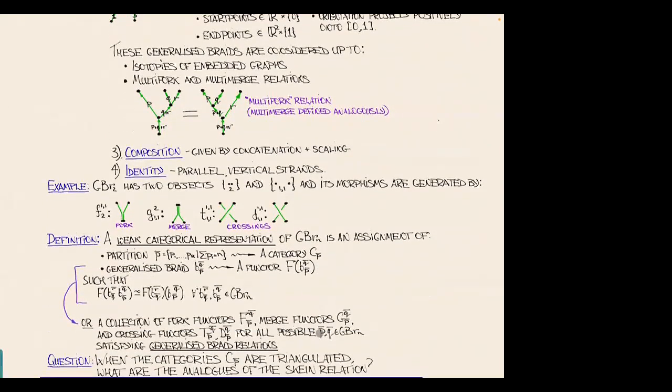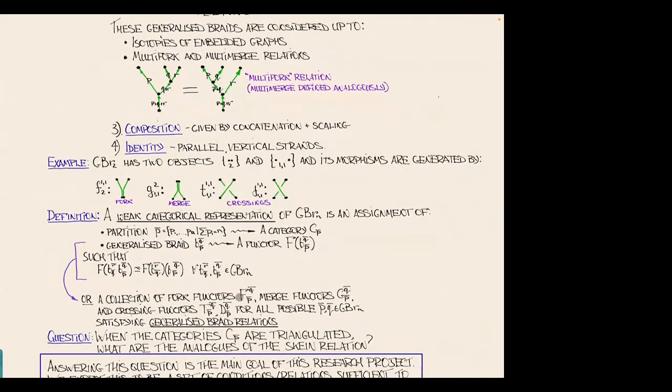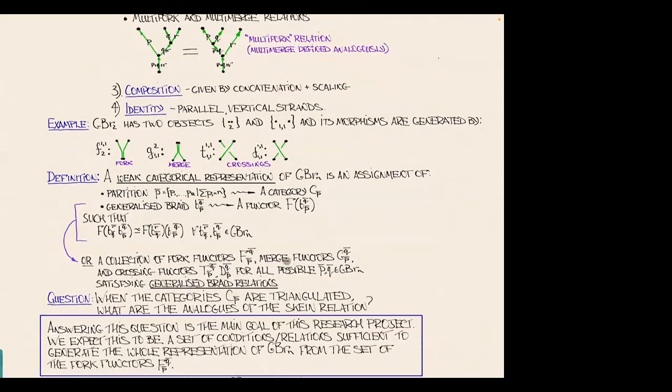Now these, of course, are subject to certain relations. The first kind of representation of this structure you can consider is a weak categorical representation, or as we call it sometimes, a topological representation. It's an assignment of a category to every object of GBRN, to every partition of N. To every generalized braid, to every morphism between these objects, you assign a functor in such a way that composition of functors respects the composition of braids. Alternatively, this could be described as a collection of fork functors, merge functors, and crossing functors for all possible merges, forks, and crossings in GBRN, which are subject to generalized braid relations.